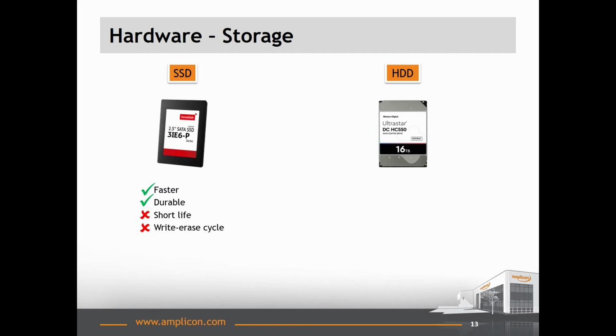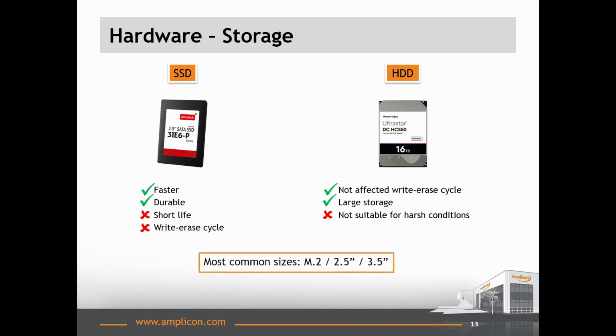Hard drives aren't affected by a write erase cycle and have large storage sizes, but they suffer in extremes of heat, cold, vibration, and shock. Depending on your requirements, you may want to go down one route or the other, or a combination of both. With storage, it isn't only about capacity and speed, it's also about size. SSDs and hard drives typically come in 3 types: M.2, 2.5 inch, and 3.5 inch. There are other types and sizes, but these 3 are the most common.